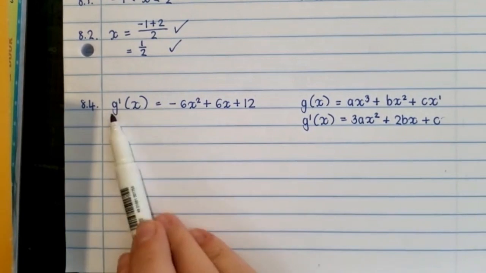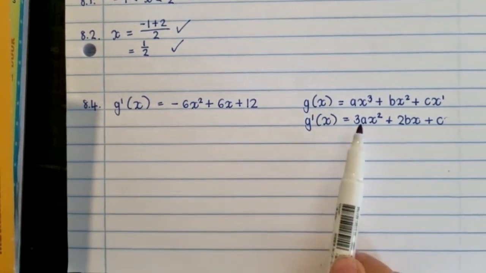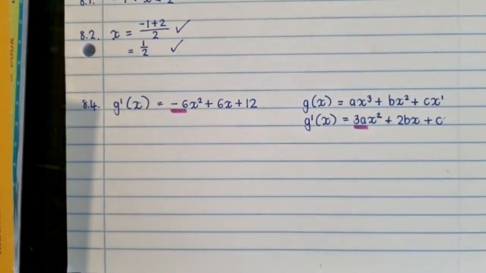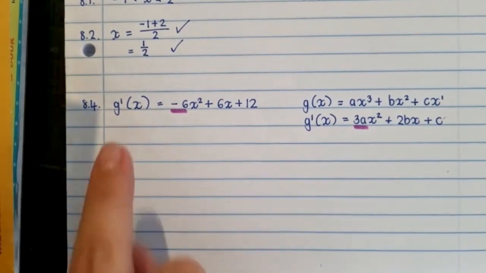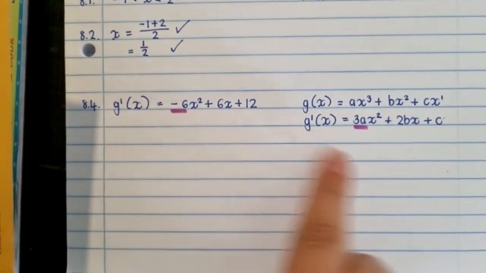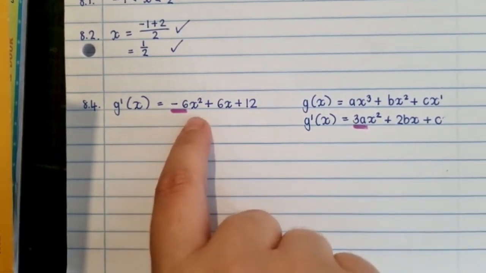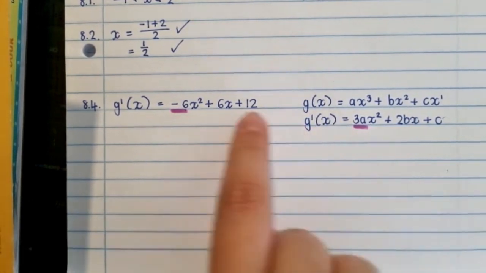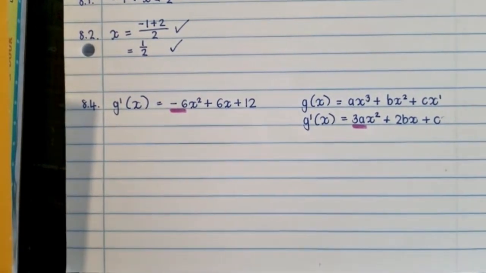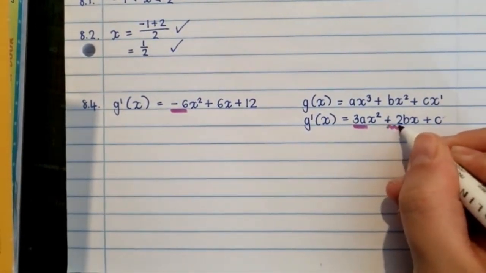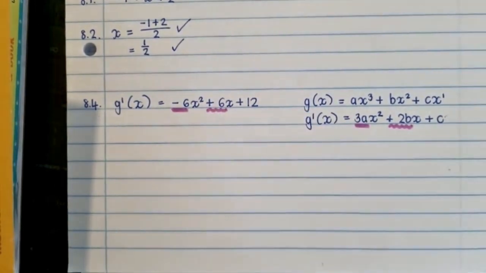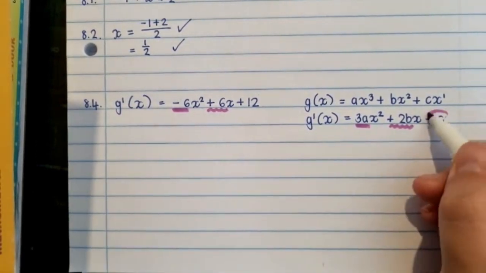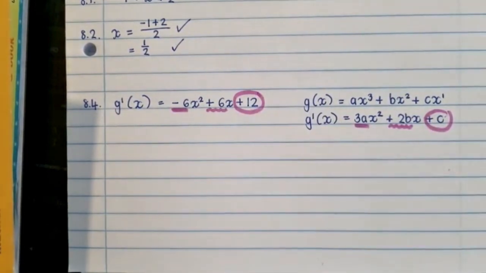What do we notice here? We have that the derivative is negative 6x squared, but the derivative is also 3ax squared. So that means that negative 6 should be equal to 3a, right? Because this is the same derivative, just written in two different ways. So if negative 6x squared is 3ax squared, that means that 3a has to be equal to negative 6. In the same way, if 2bx is 6x, that means that 2b has to be 6. And look at that. Plus c, the constant term, has to be plus 12.